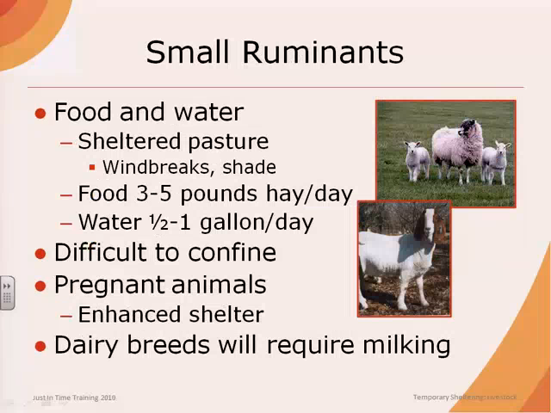Similar to cattle, small ruminant species are also fairly tolerant of pasture shelters with adequate windbreaks and shade, and can be maintained during an event with water and forages. If indoors, 3 to 5 pounds of hay and half to 1 gallon of water per head per day will be required. Goats are notoriously difficult to keep confined. Typical cattle and equine fencing options are usually insufficient.